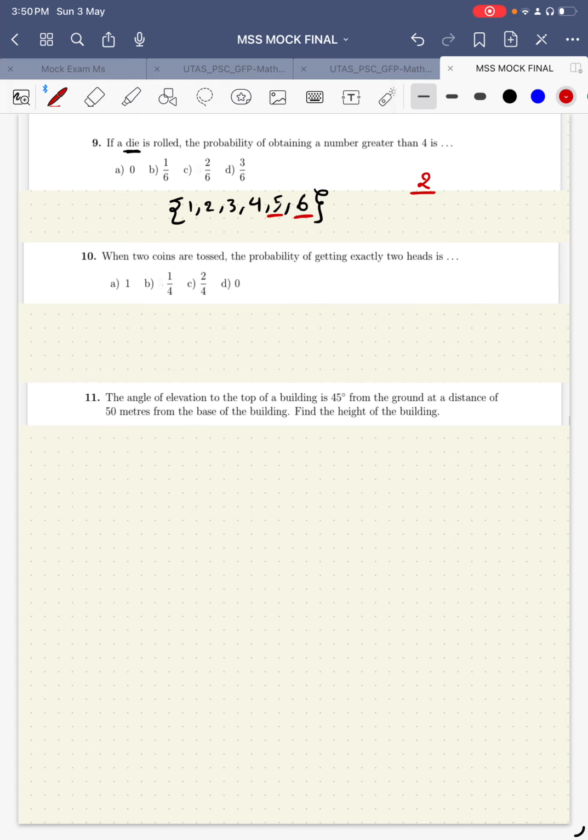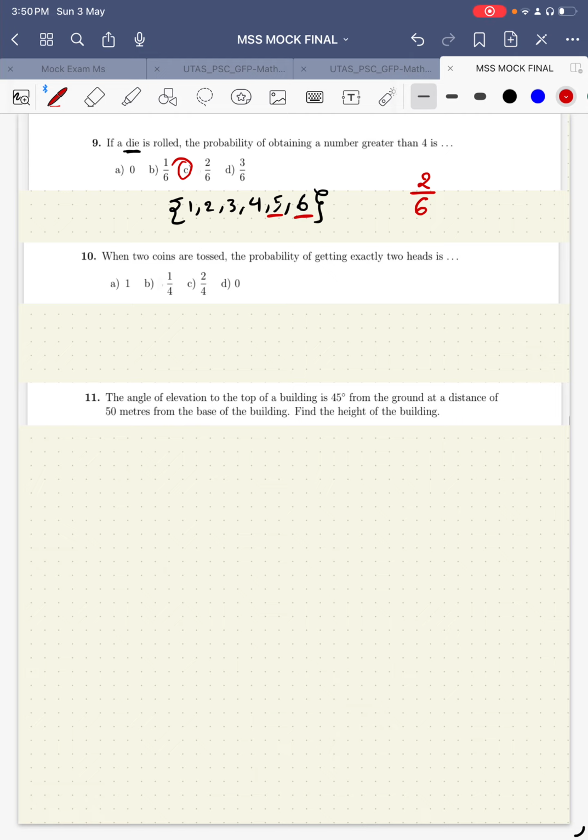So 2 divided by how many outcomes I have? 6. So my answer is going to be 2 over 6. In that case, it would be letter C.